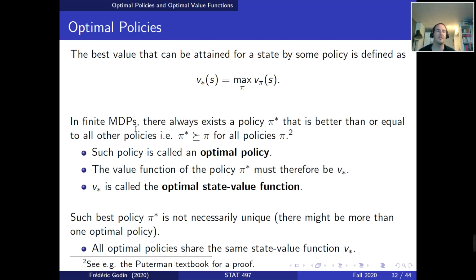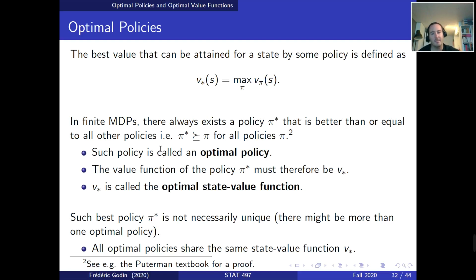If you have an infinity of states or actions, or, for example, a continuous distribution for rewards or things like that, then the result might break. You would probably need additional technical conditions, but for the finite case, this always works.